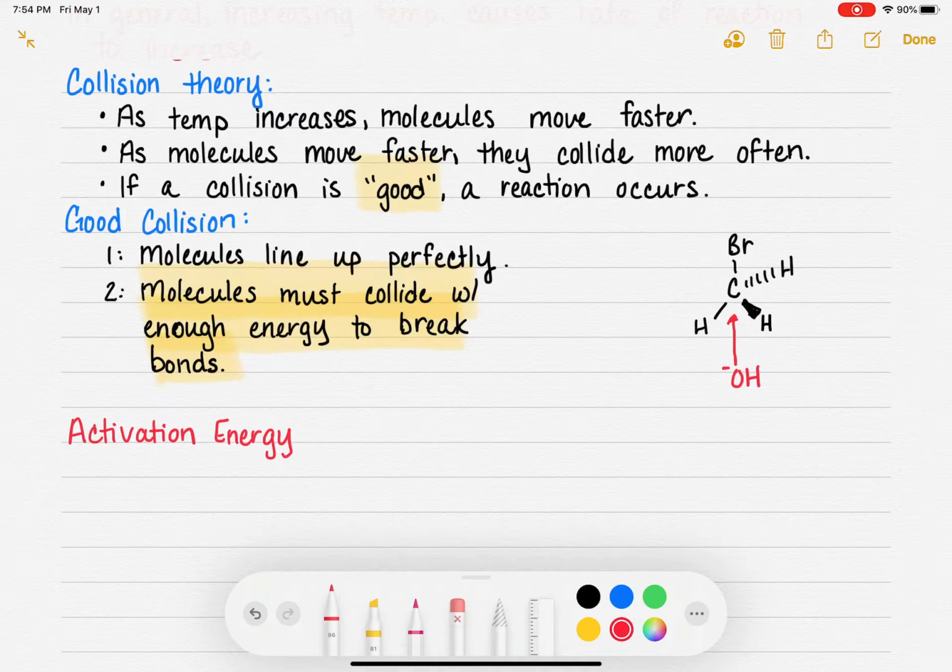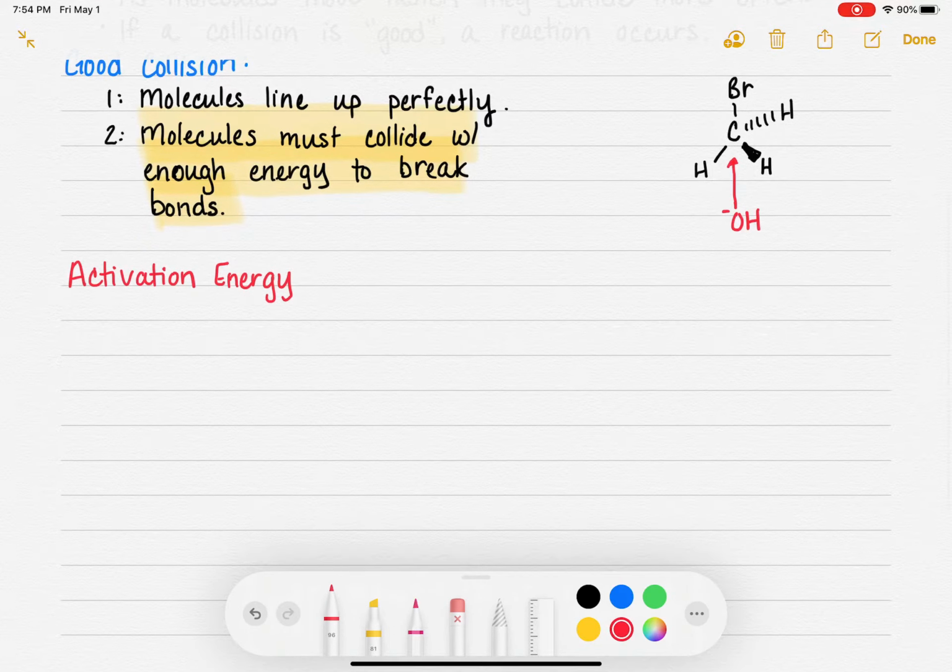The activation energy is given the symbol E, capital E, with the subscript lowercase a. And we will define it as the minimum energy that is needed for a good collision.